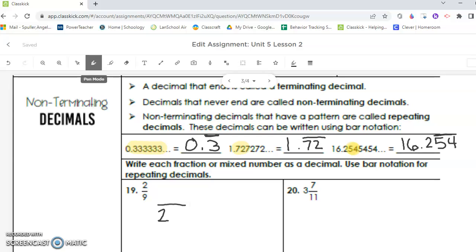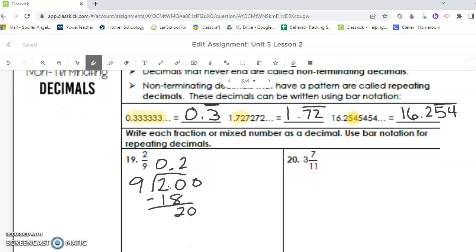So 2 divided by 9. I'm going to put a decimal. 9 can't go in there. It's going to go in there 2 times. 2 times 9 is 18. I must subtract it. I'm going to get 2. Uh-oh, I see a pattern. Do you? I'm going to say 2 again. It's going to go in there 18. That's going to give me 2. I'm just going to keep getting that repeating, right? So I'm going to write this as 0.2 with the bar. Makes sense?